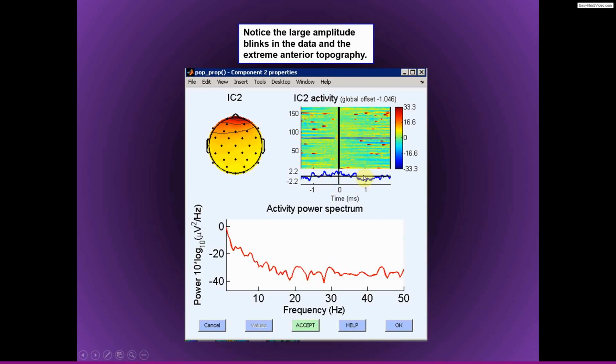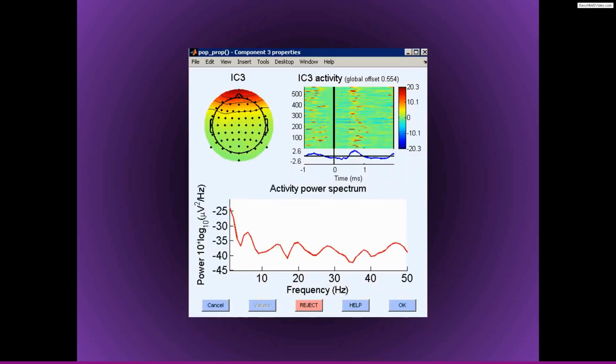When you look at the time course, it's not very task related, in the sense that you don't see a very sharp ERP, basically a sharp evoked phase-locked response to time zero. So this is definitely a component that you should feel very comfortable removing from the data.